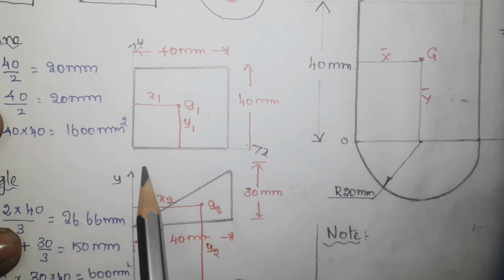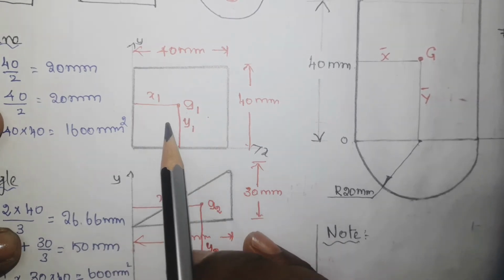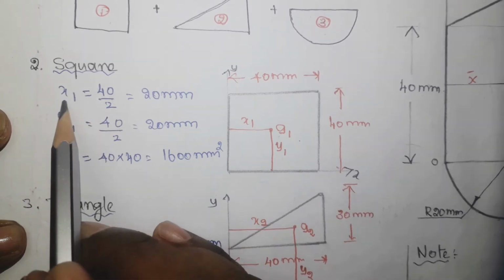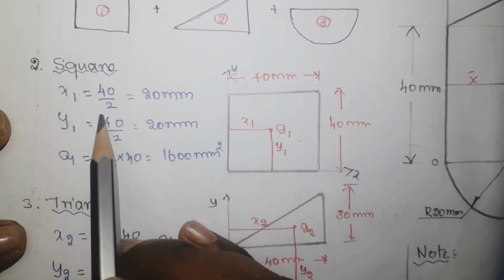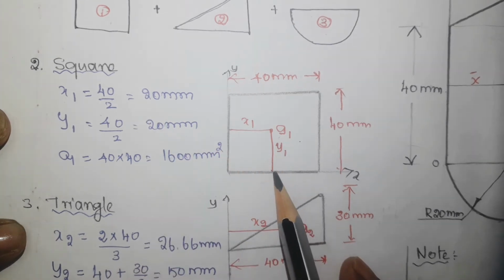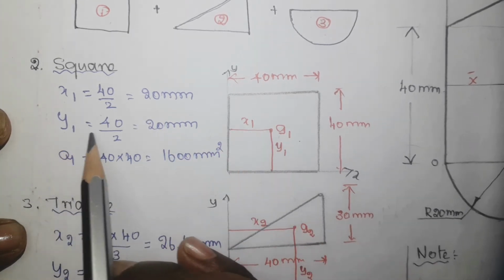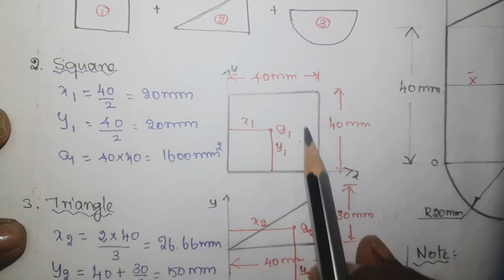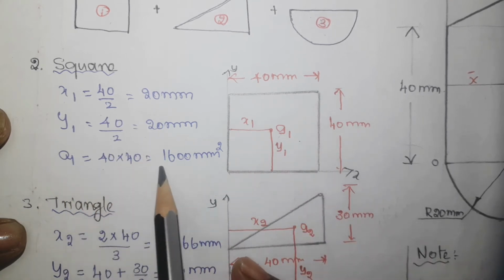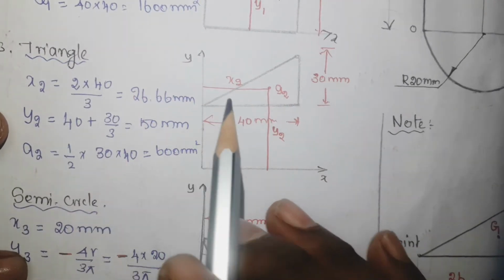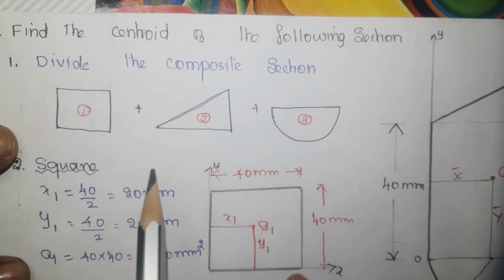Now x1 equal to, you know that since it is a square, it is a by 2. So that's what we have done here. X1 equal to 40 by 2, which is equal to 20 mm, and y1 which is referred from x, again 40 by 2, which is equal to 20 mm. Then this is a square, so area is equal to 40 into 40, which is equal to 1600 mm square. Next section is the triangle.